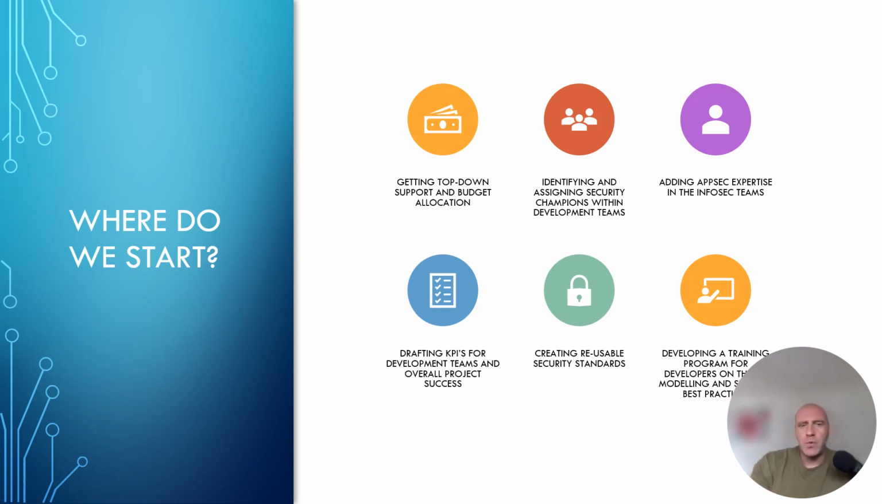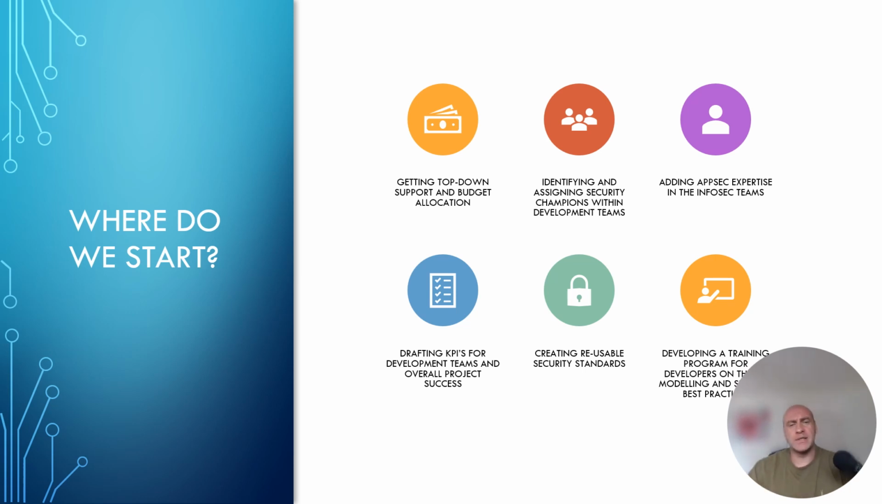The next stage is we also need to draft KPIs for our development teams and overall project success. So what do I mean by drafting KPIs? Key performance indicators. As I mentioned before, I view security as a quality benefit. So drafting those KPIs and including things like limited vulnerabilities and exploitation of code, those are key KPIs that we can add, and that is how we build quality code.